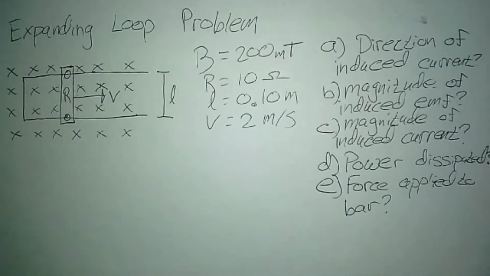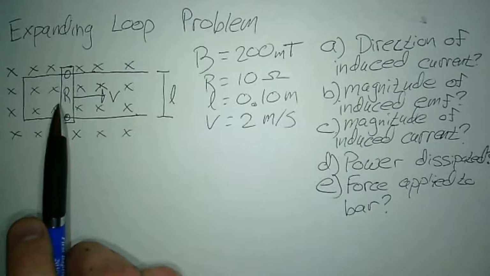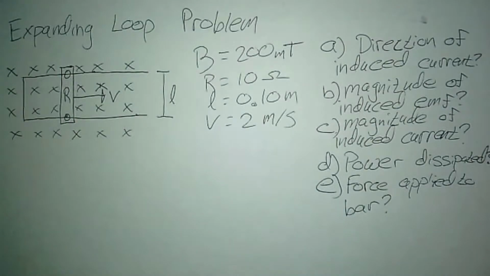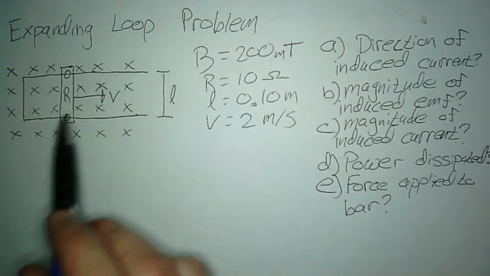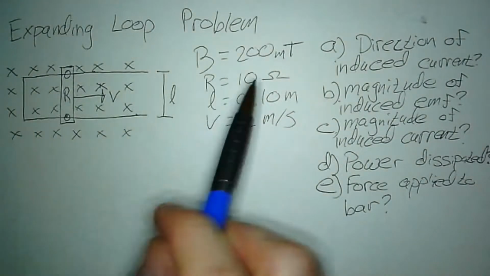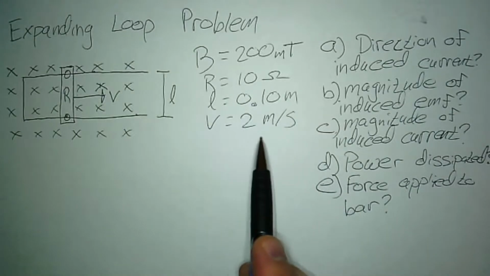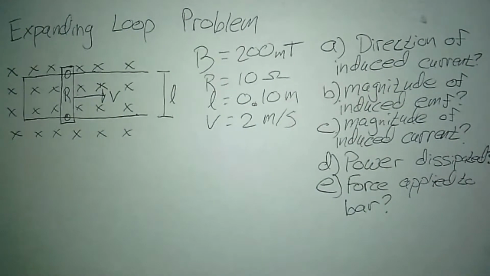All right, so I've set up a pretty involved problem here. We have some wire rails with a bar that can slide on it when it's pulled inside of a magnetic field. This bar is being pulled to the right. Someone's applying a force to pull it to the right at a constant speed of 2 meters per second.